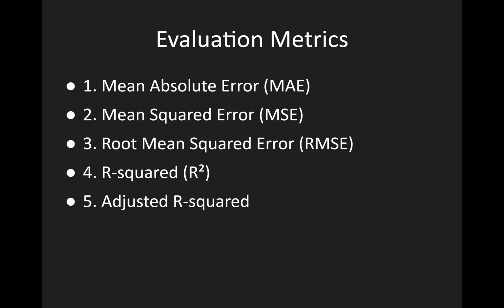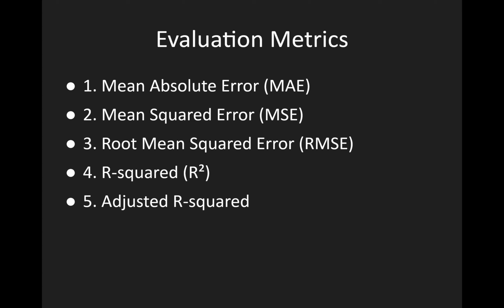And if we talk about evaluation of regression models, assessing the performance of regression models involves various metrics. First one is mean absolute error, MAE. So it's an average absolute difference between the actual and the predicted values. Then is mean squared error, MSE. It's an average squared difference between the actual and the predicted values. Then is root mean squared error, RMSE, which is the square root of MSE.